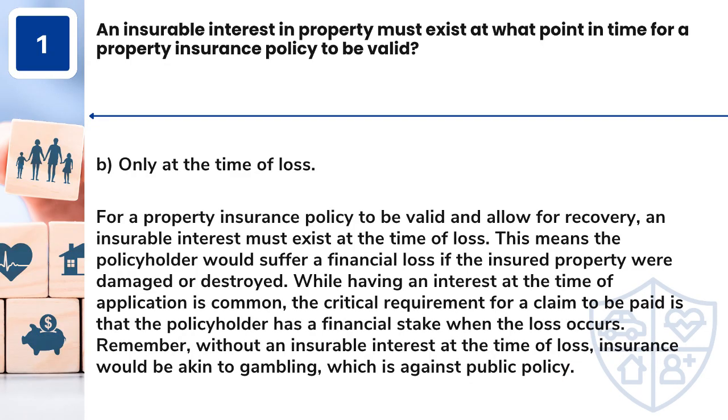Answer: B. Only at the time of loss. For a property insurance policy to be valid and allow for recovery, an insurable interest must exist at the time of loss. This means the policyholder would suffer a financial loss if the insured property were damaged or destroyed. While having an interest at the time of application is common, the critical requirement for a claim to be paid is that the policyholder has a financial stake when the loss occurs. Remember, without an insurable interest at the time of loss, insurance would be akin to gambling, which is against public policy.